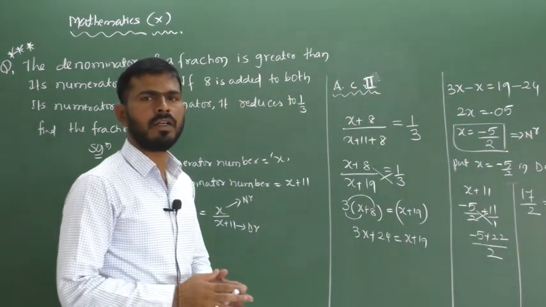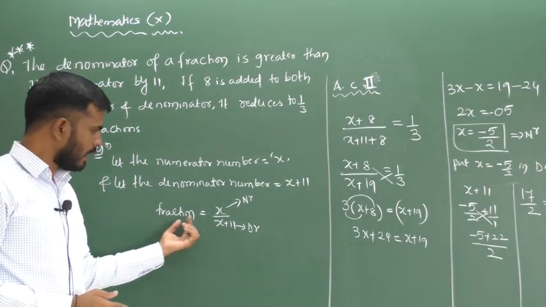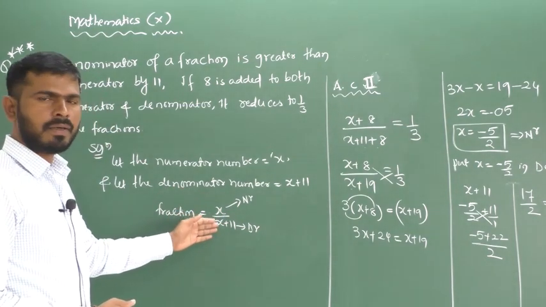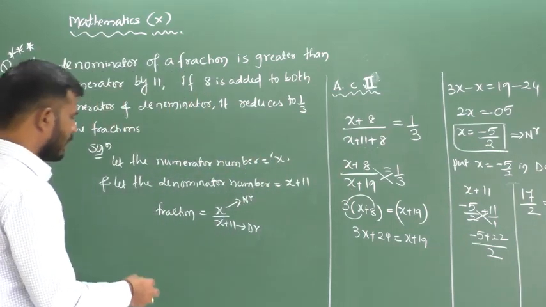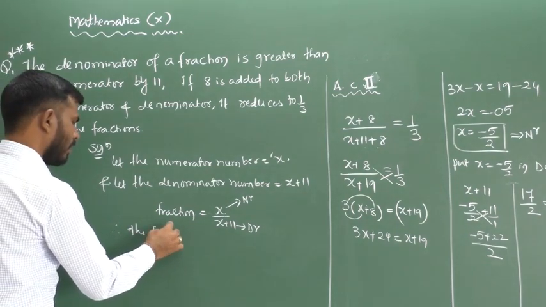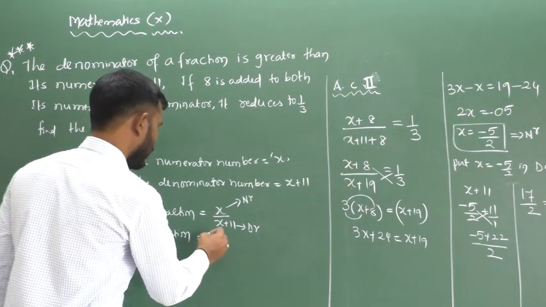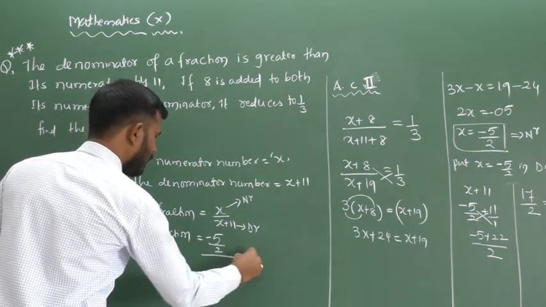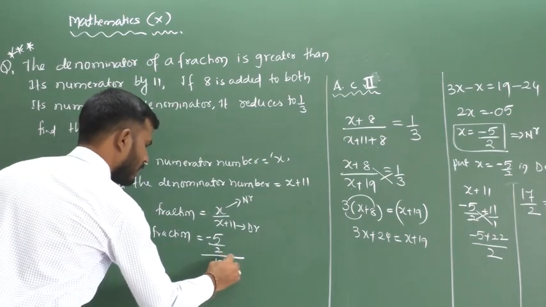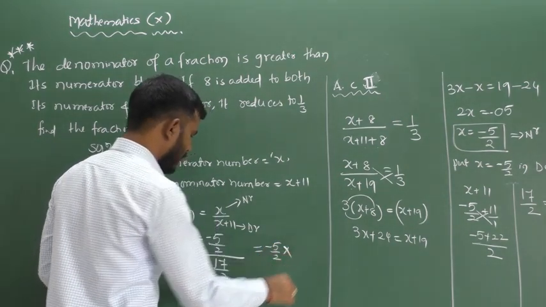Now we want to find out what the fraction is. The fraction equals x divided by x plus 11. You just have to substitute the x value and the x plus 11 value, and we will get the fraction. Therefore the fraction equals, x value is how much? Minus 5 by 2, whole divided by x plus 11, that is 17 by 2.